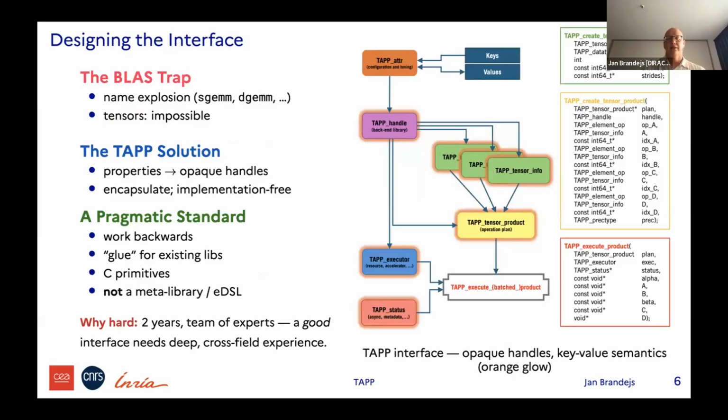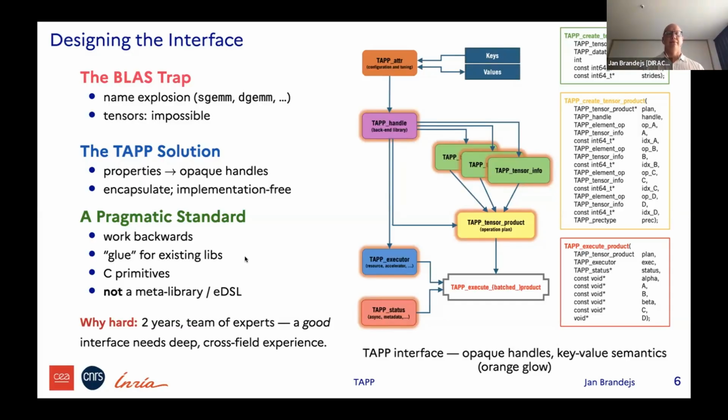So how we design a tensor contraction interface is different than for matrices, because in BLAS you have a different name for every operation, like SGEMM, DGEMM, and then there are many other operations that you can do. In tensors, you cannot do this because there are simply too many. The way we solve this is that we first create a metadata structure called tensor info that describes a tensor, then a similar descriptor for a tensor operation. So for instance, create tensor product, and then separately execute tensor product. There are some performance reasons for this.